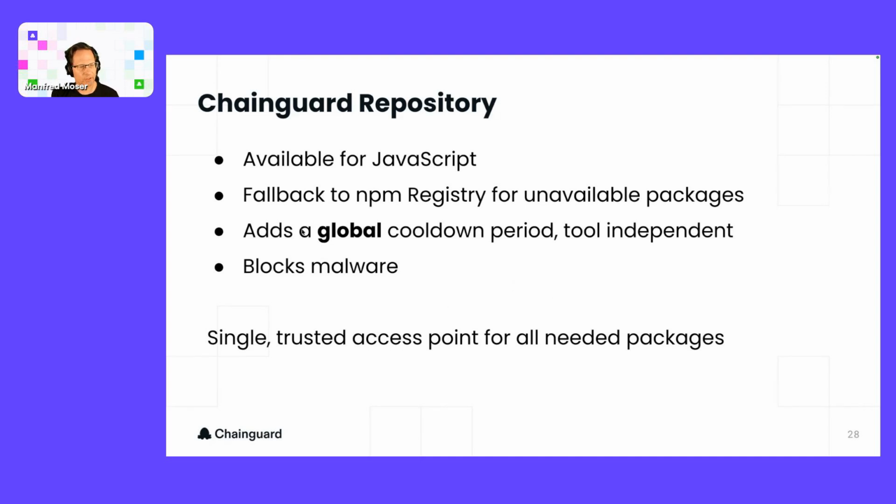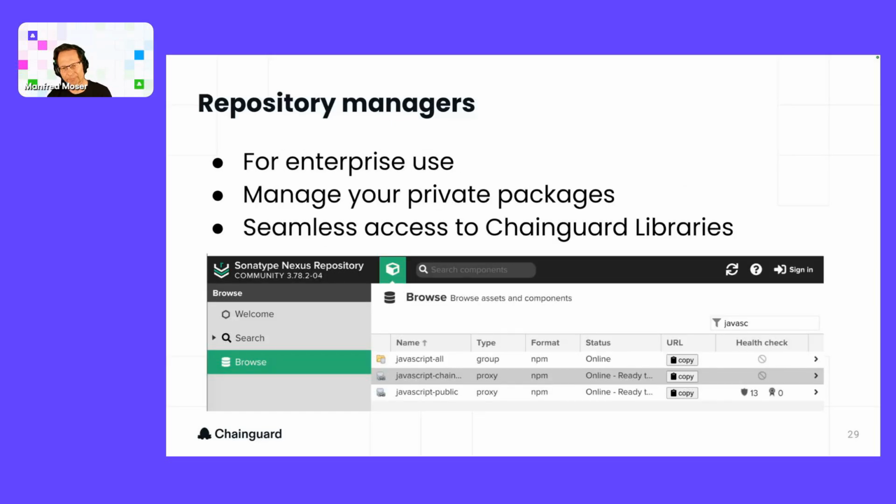Then that's where we're at. So Chainguard Repository allows you to do that. It also adds a global cooldown period. So we allow the community to find those malwares, and we can also block them ourselves then. So you get one single trusted access point for all the packages you need without having to have a repository manager, which is also something you can do.